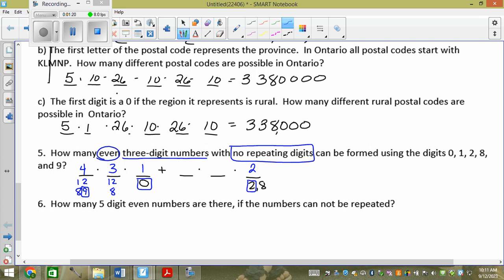Then for the first blank, can I have 0, 1, 8, and 9? No, I can't have the 0, because then it would be a 2-digit number. So I only have 1, 8, and 9, which is 3. And then I have 1 and 8, which is 2, right? And the 0, because it couldn't be used here, so we have to remember to bring it back. So it's going to be 12 plus 18, which is?